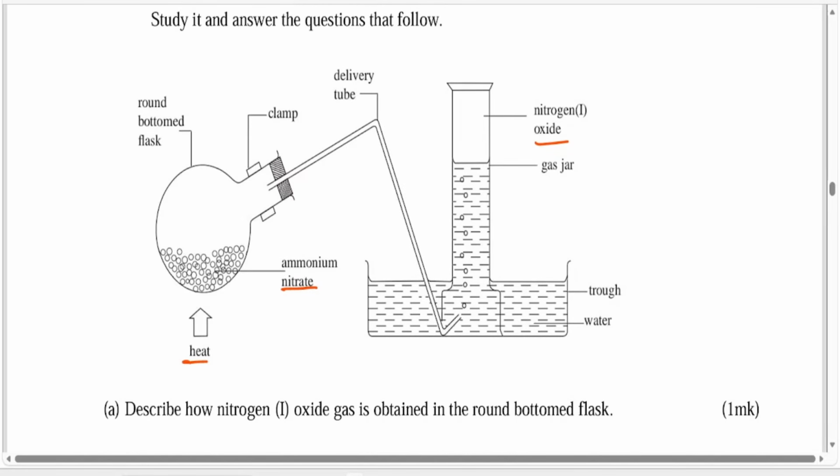It is preparation of nitrogen 1 oxide. Please take note of that. And we are preparing it by decomposing ammonium nitrate. Ammonium nitrate, the chemical symbol is NH4NO3. We have ammonium nitrate with a NO3.